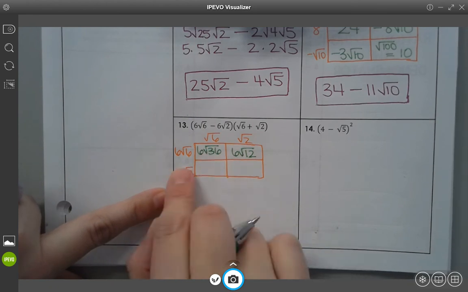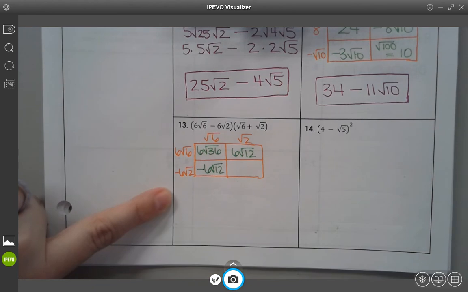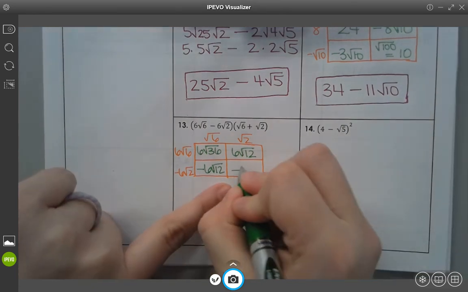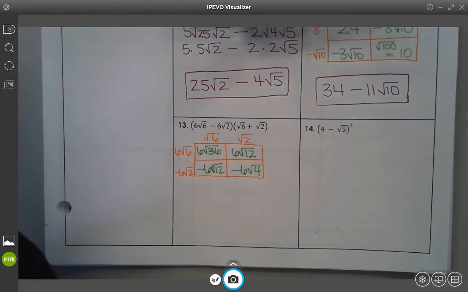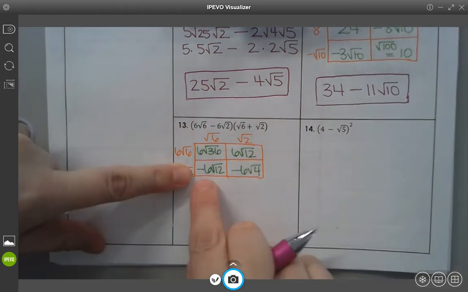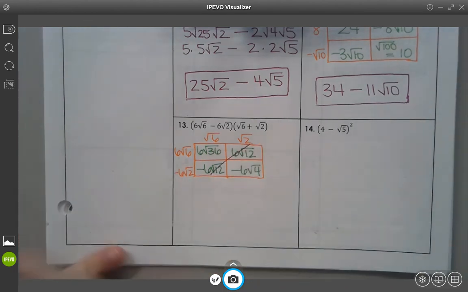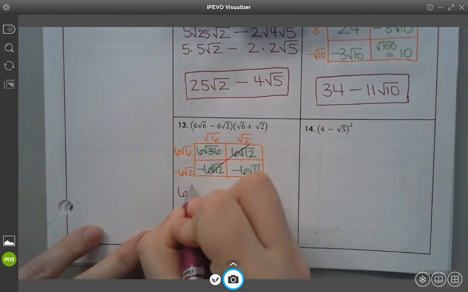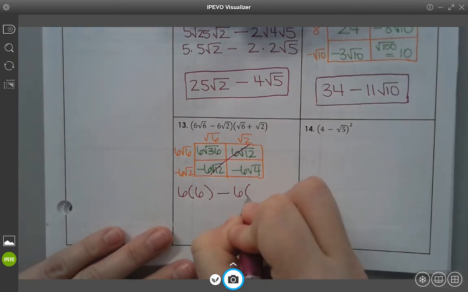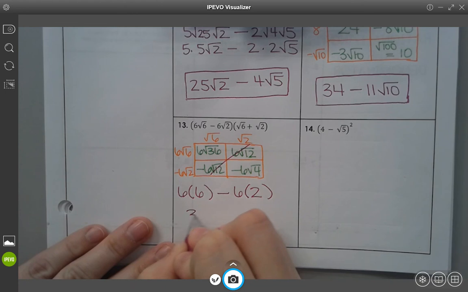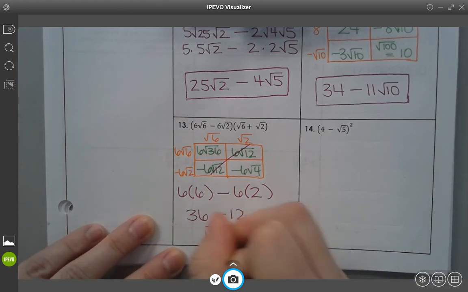What is this one? Yep. And then over here, I have negative 6 square root of 4. I have a 6 square root of 12 and a negative 6 square root of 12. What happens there? Those cancel. And so 6 square root of 36 is really just 6 times 6, right? Minus 6 times 2. 36 minus 12, which is 24.